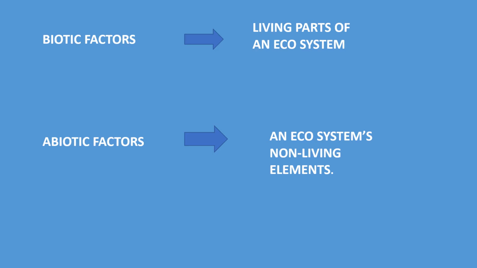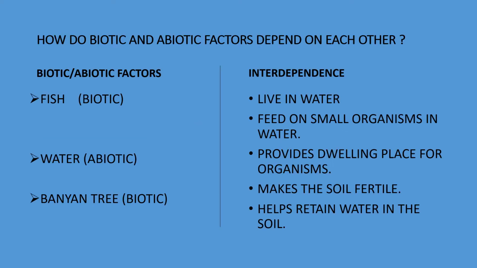Biotic factors are the living parts of an ecosystem. Abiotic factors are an ecosystem's non-living elements. This includes things like soil, sunlight, water, and temperature. Plants and animals help each other to survive. Living and non-living things depend on each other.